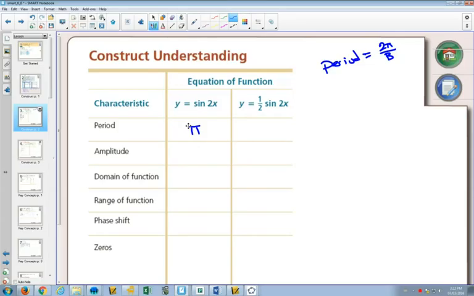which simplifies to just be pi. The amplitude of this function is still 1, because squishing it horizontally will not change how far it is from the middle line to a maximum. The domain is still everything. The range still goes from -1 to 1. There is no phase shift. You're not moving it left or right. And the zeros, they were k pi, but now that we've multiplied everything by 1/2, this will get multiplied by 1/2 as well. So our zeros are now k pi divided by 2.